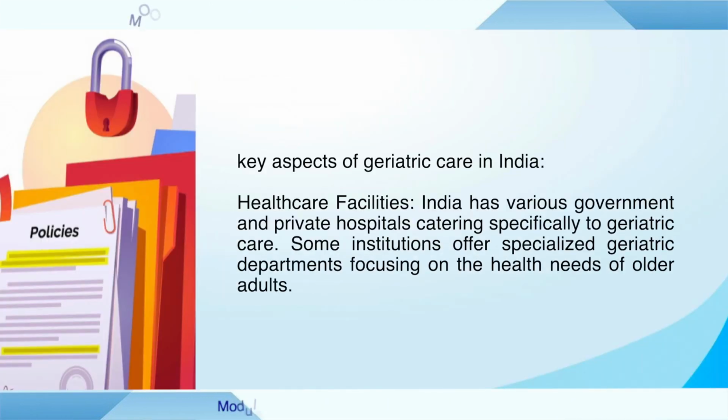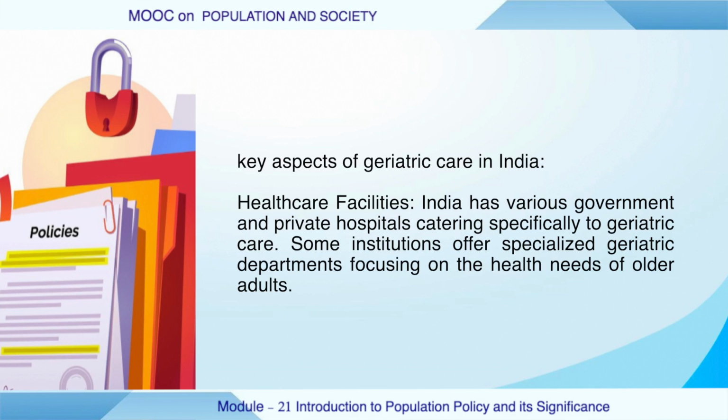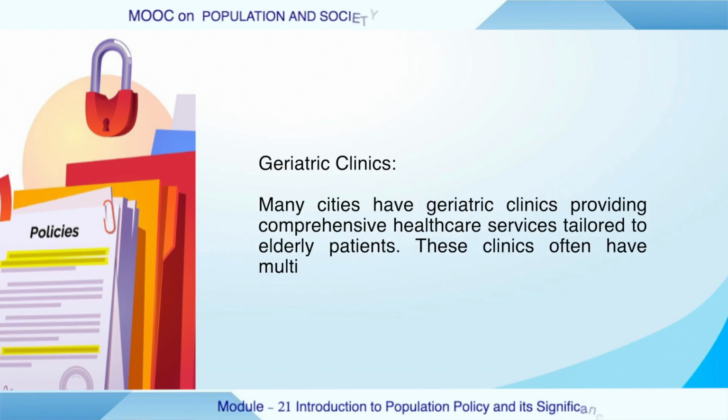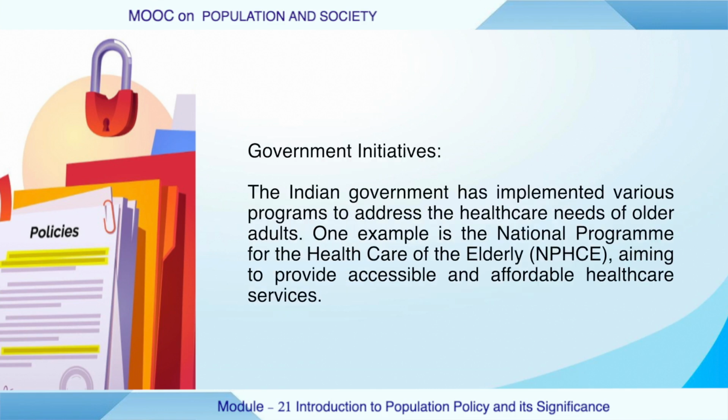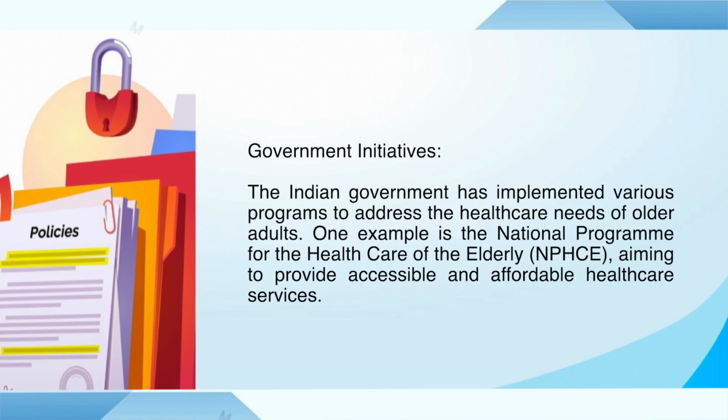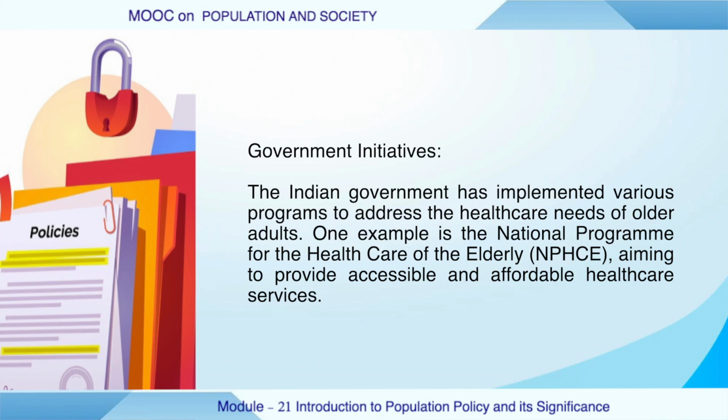Some key aspects of geriatric care are healthcare facilities, where institutions offer specialized geriatric departments focusing on the healthcare needs of older adults. We also have geriatric clinics. Many cities have geriatric clinics providing comprehensive healthcare services tailored for elderly patients, which include nurses, physiotherapists, and social workers. We also have government initiatives. The Indian government has implemented various programs to address the healthcare needs of older adults. One example is the National Program for Healthcare of Elderly, NPHCE, which aims at providing accessible and affordable healthcare services.